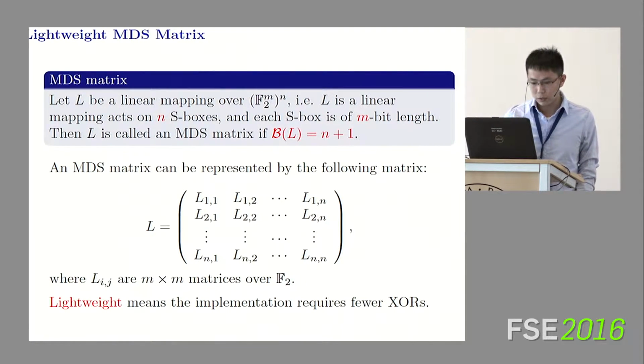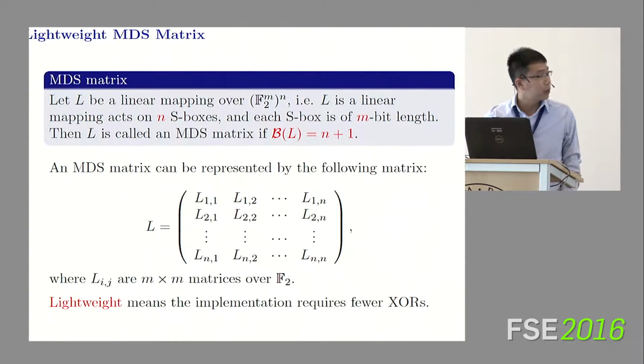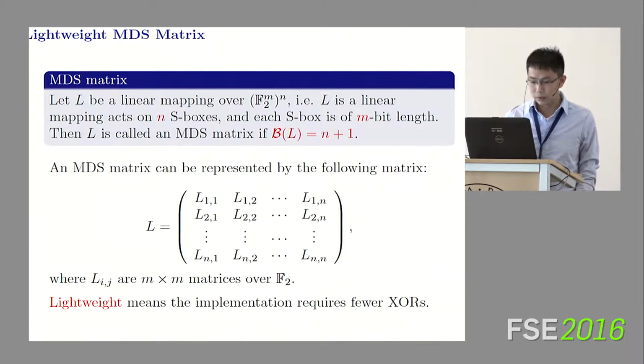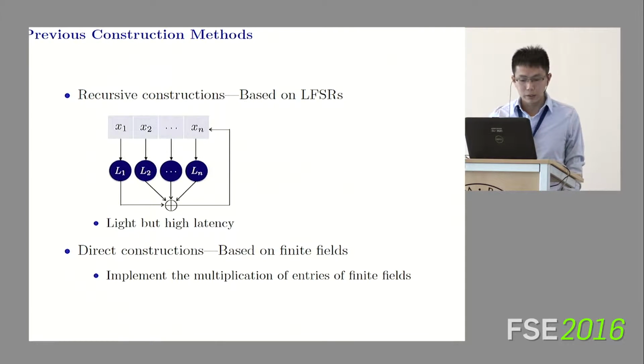For lightweight cryptography, the implementation cost is also important. A linear mapping is called lightweight if its implementation requires fewer XORs.